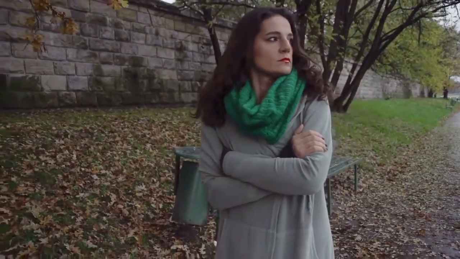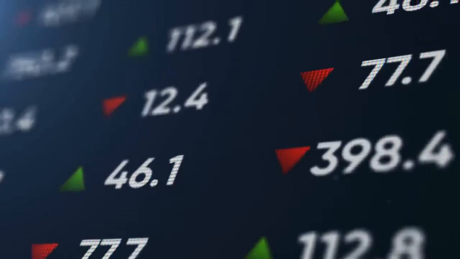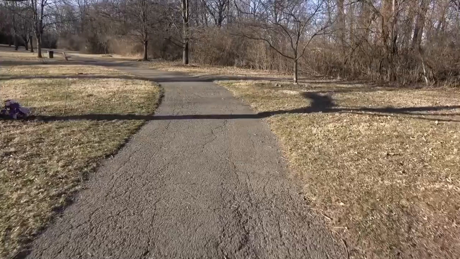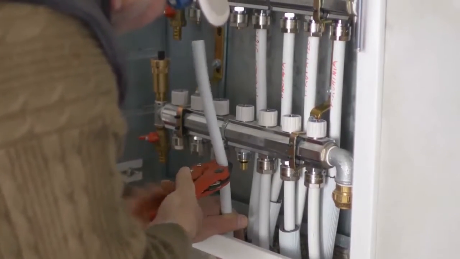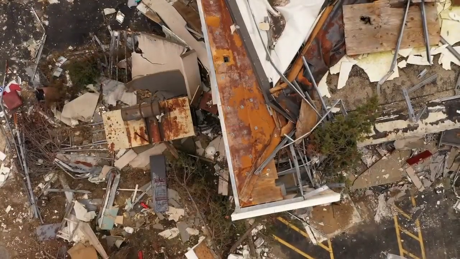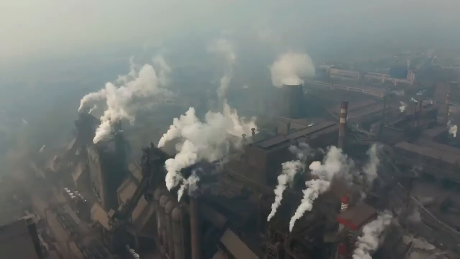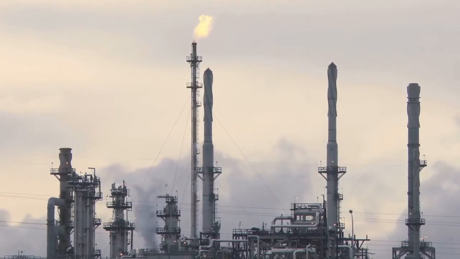RCP 2.6: a pathway where radiative forcing peaks at approximately 3 W/m² before 2100 and then declines, the corresponding ECP assuming constant emissions after 2100. RCP 4.5 and RCP 6.0: intermediate stabilization pathways in which radiative forcing is stabilized at approximately 4.5 W/m² and 6.0 W/m² after 2100, the corresponding ECPs assuming constant concentrations after 2150. RCP 8.5: a high pathway for which radiative forcing reaches greater than 8.5 W/m² by 2100 and continues to rise for some amount of time, the corresponding ECP assuming constant emissions after 2100 and constant concentrations after 2250.